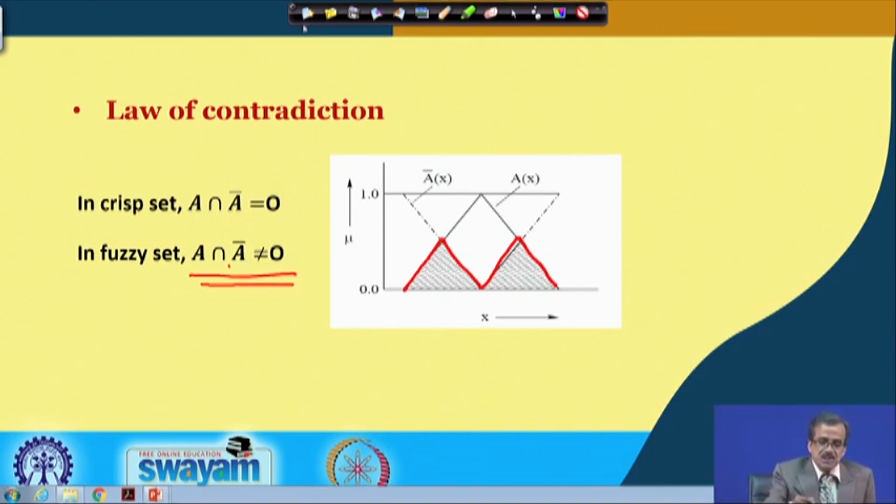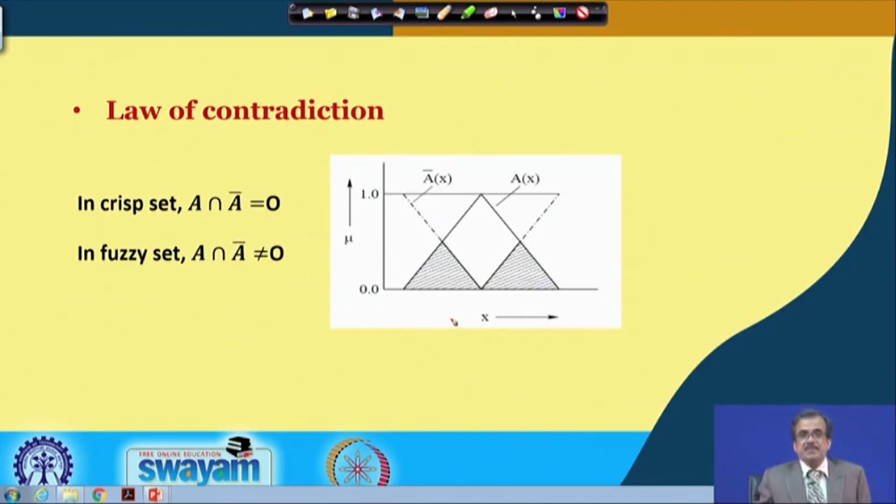Now, these two rules are not followed by the fuzzy set. Now, I am just going to tell you the reason behind this particular fact. Now, let us try to understand what is the reason that these two rules are not followed by the fuzzy sets. Now, to understand that particular reason, let me just draw the same picture here.